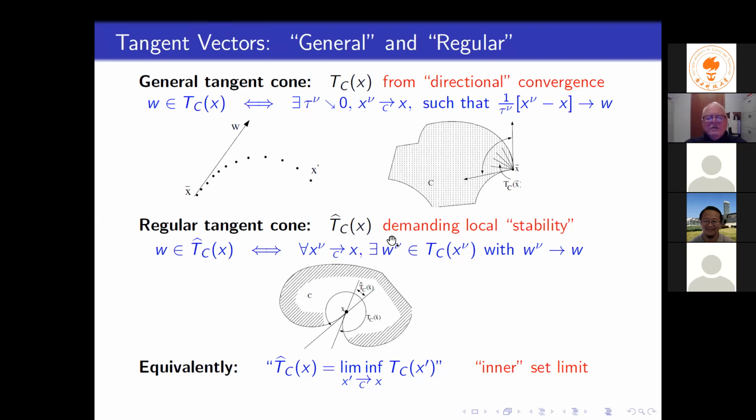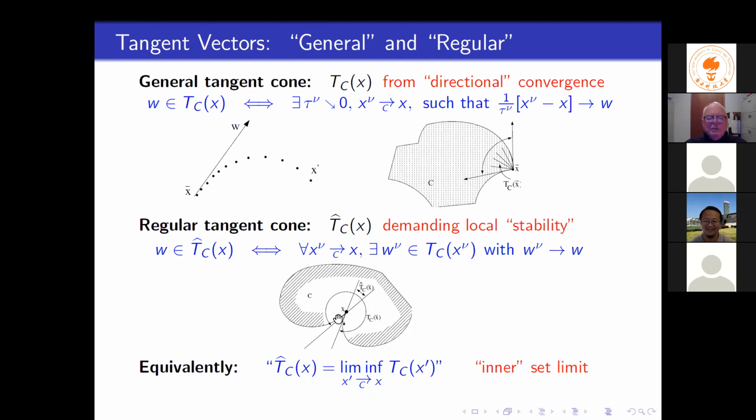But this demands some sort of local stability. It's usually not defined this way. It's defined by some more complicated limit, but this limit isn't very intuitive. But it has a special characterization in terms of set convergence. I put this in quotes because I haven't explained set convergence yet, but intuitively what this means is the following.